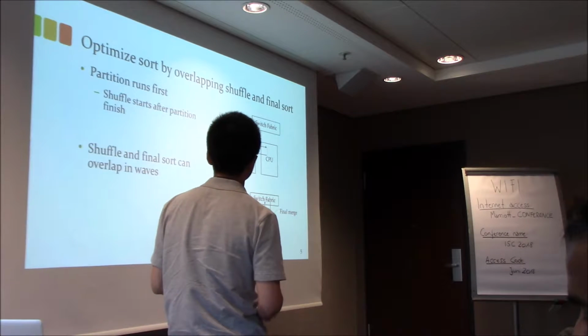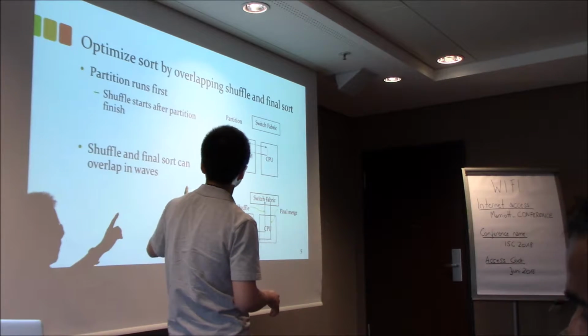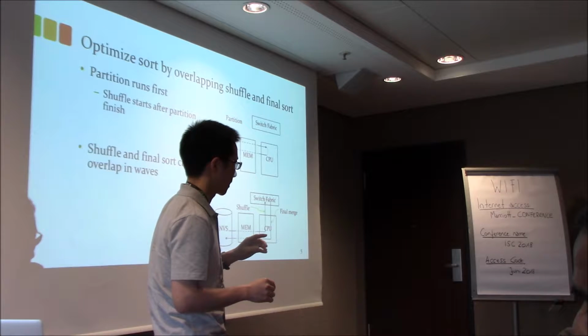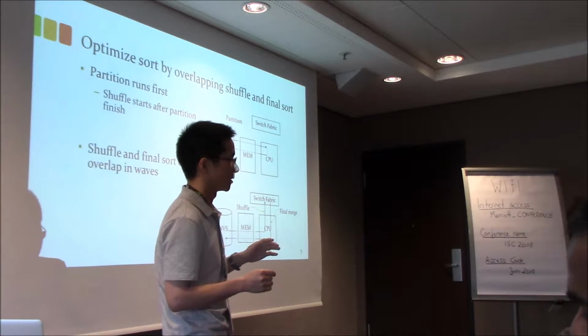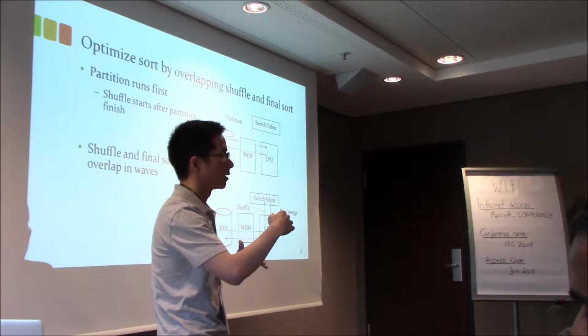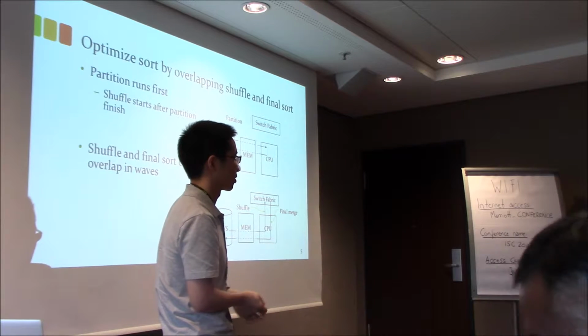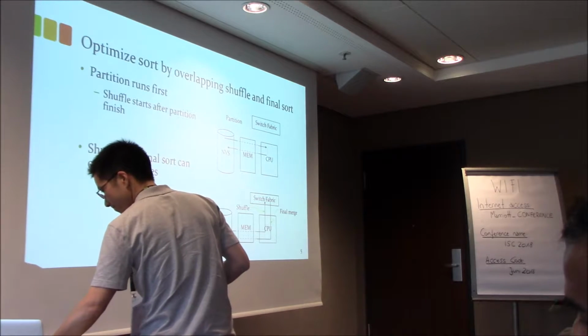By the way, I'd like to mention it is possible to overlap shuffle with partition, but we are not doing that because that would be difficult for a skewed data set. Particularly, the distribution of the data cannot be determined until after you do the partition. So we decided to do partition alone.